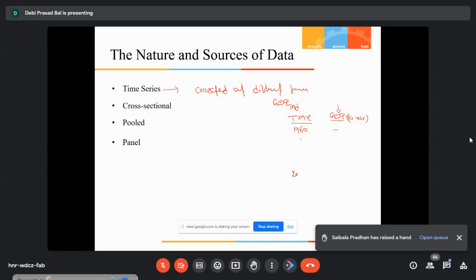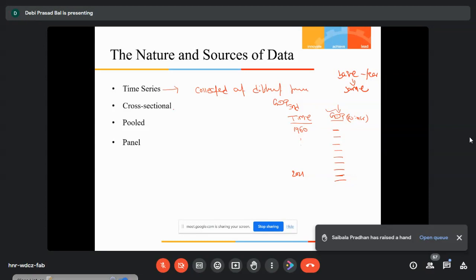1960 to, let's say, 2021. So a set of information collected at different points of time is called time series data. What is the information here? GDP at constant price, in rupees crore, with the same base year. That is very important. It must be the same base year. So in 1960 the GDP was this much, then 1961, up to 2021. So these are different points of time, and these are all information. Such kind of data is called time series data. Is that clear?